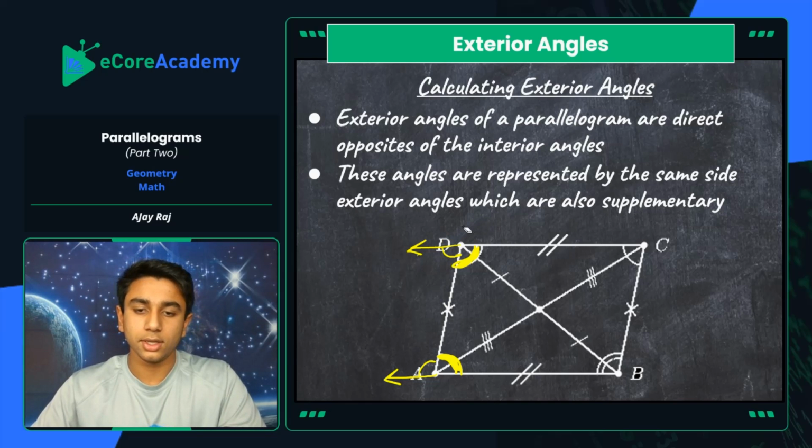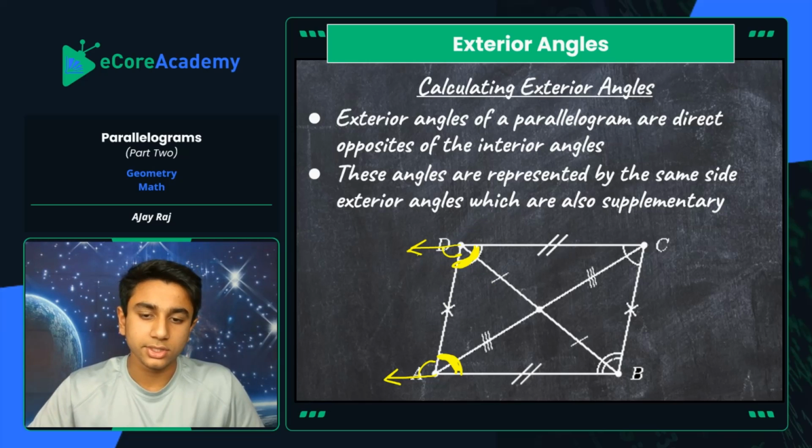So let's start calculating that. What exactly would that be? We know that these values D and A are also going to be supplementary, because they're your same side exterior angles, but they're the direct opposite of your interior angles. So if we were given that this angle right here is 80 degrees, and we're given that this angle by chance is equivalent to 40 degrees, what would happen here?